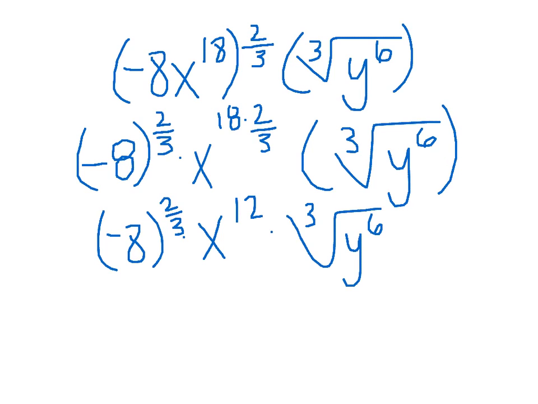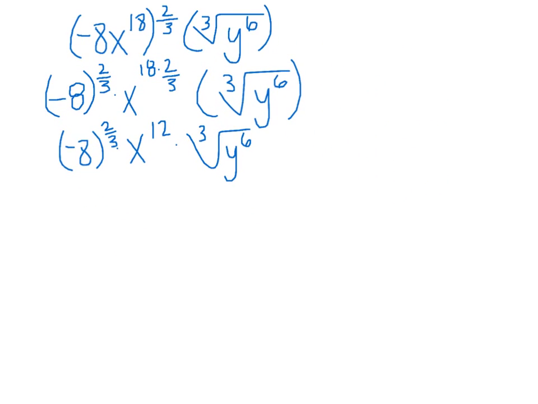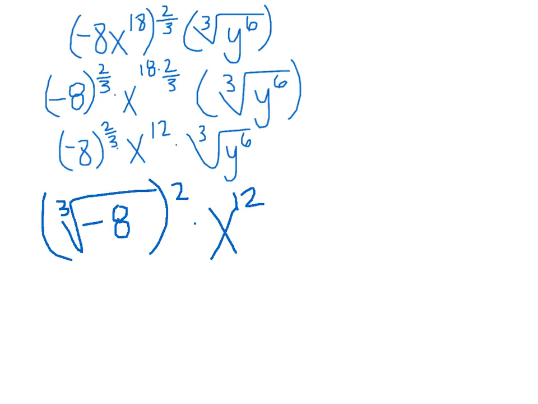Okay, now I'm going to start tackling my exponents. I'm going to rewrite this as the cube root of negative 8 squared times x to the 12th times, and then I'm actually going to rewrite this last one as a fractional exponent. So I'm going to do y to the 6/3. I'm doing that because 6 divided by 3 is 2, so already that part of the problem is going to get much easier. So on the next line, I for sure have x to the 12th times y squared.